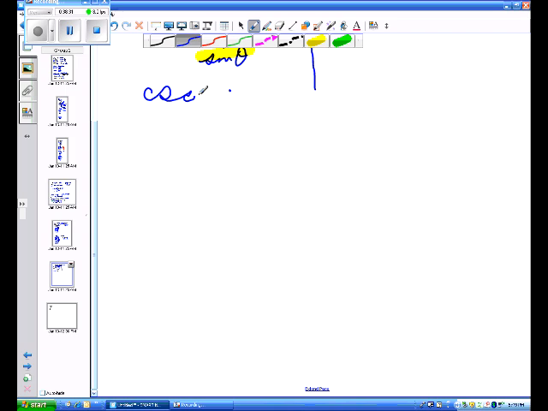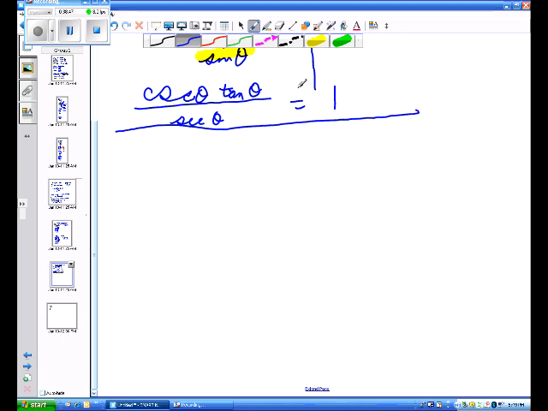Cosecant theta times tangent theta divided by secant theta equals 1. So again, we're going to do our T-proof. We're only going to work on this side. Some of you may start one way, some of you may start another way. As long as you prove it by substituting in your identities or just doing computations, then it's okay.